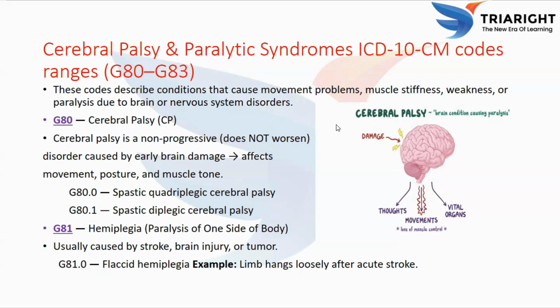So you can see the picture of cerebral palsy over here. Cerebral palsy is nothing but a brain condition causing paralysis. Whenever damage happens to the brain, it affects thoughts, movements, vital organs, and also causes loss of muscle control.